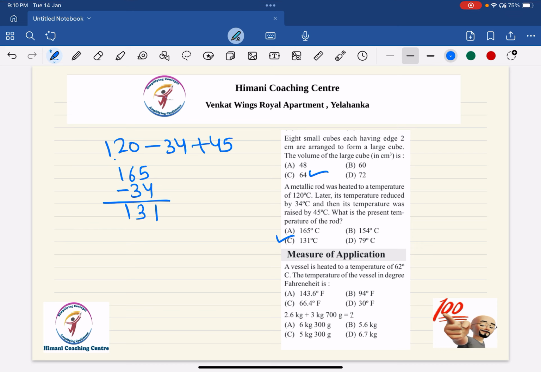Okay, is this clear to all of you? So what we are understanding from these questions is that you have to just follow the question properly and then solve it.